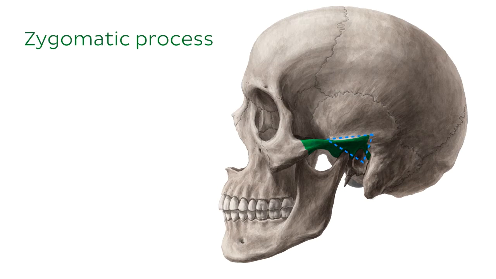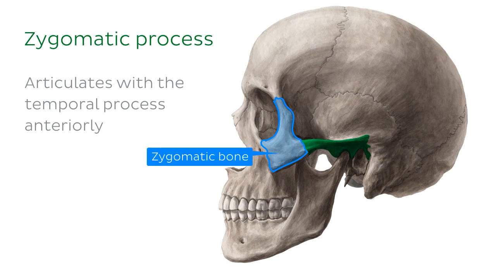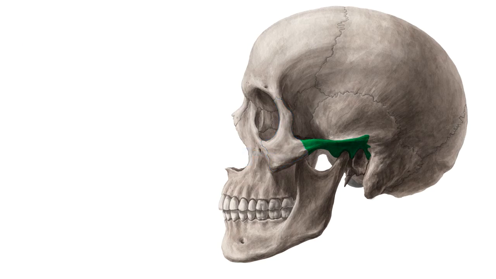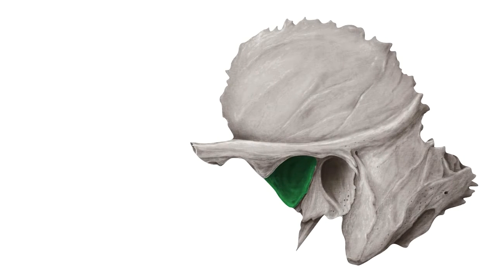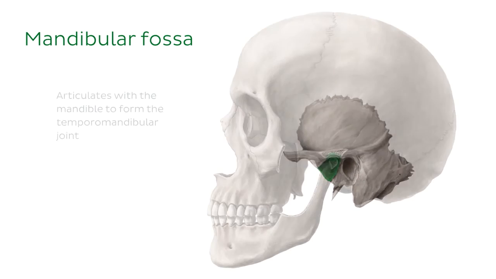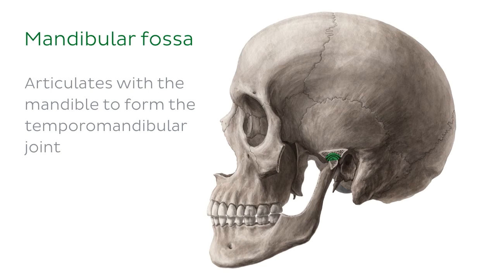The zygomatic process articulates with the temporal process of the zygomatic bone anteriorly, which we can see here in this image. The squamous part of the temporal bone contains a fossa posterior-inferior to the zygomatic process. This fossa is known as the mandibular fossa. The mandibular fossa has a smooth concave surface and articulates with the mandible to form the temporomandibular joint. We can see this joint highlighted in green on the image on the right of the screen.